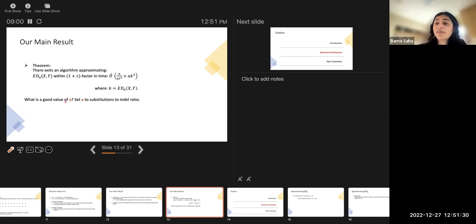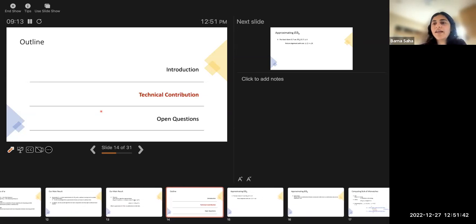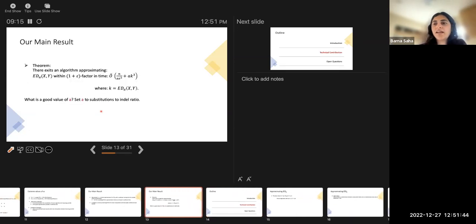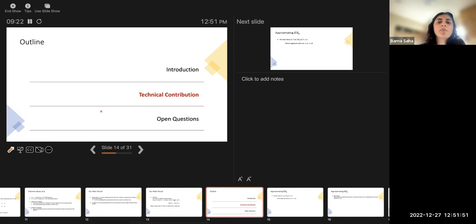And how should you set the value for a? Well, a good value for a will be the substitution to indel ratio that you are expecting in your application. Okay, so now let's look into this theorem. And I will try to give you some main ideas behind this theorem.